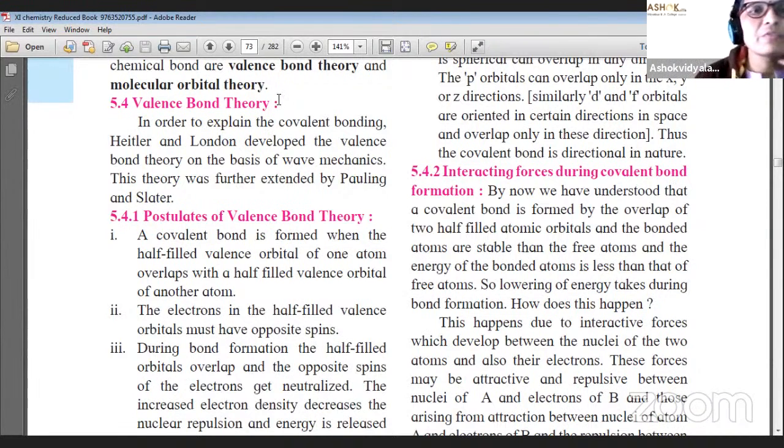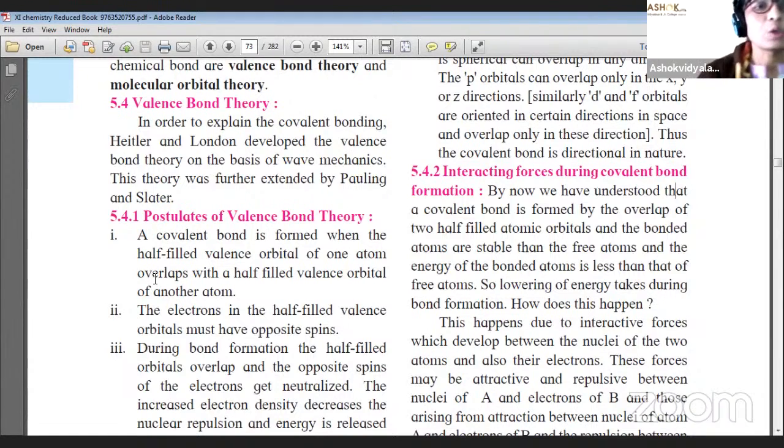Last time we saw VSEPR theory. In order to explain covalent bonding, scientists Heitler and London developed this theory, which is known as valence bond theory. This theory was further extended by Pauling and Slater. See the postulates of valence bond theory.